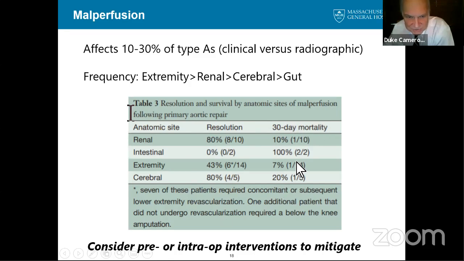We looked at our series at Hopkins on the various sites of malperfusion and what the outcomes were, how often they were resolved just by a proximal operation. And it's interesting, cerebral and renal actually, the majority of them recovered. But if they have gut ischemia, none of them did. Numbers are small, but the mortality was 100% with intestinal ischemia. People rarely died from extremity ischemia. But keep this in mind.